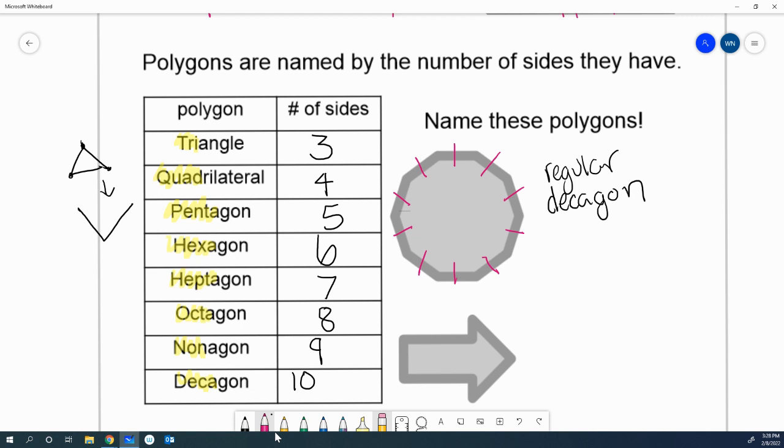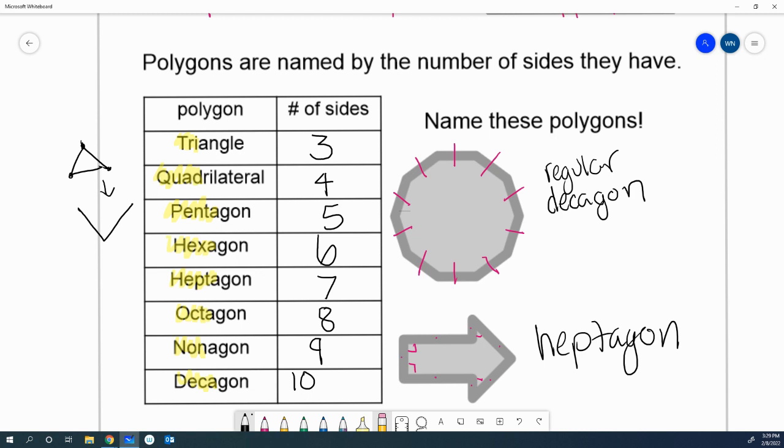Let's move on to the next one. It looks like an arrow. So I'm going to count my sides, but they're not equal, so I'm not going to put my little tick marks. 1, 2, 3, 4, 5, 6, 7. 7 sides, but they all sure don't look equal. And I know the angles aren't equal because these are right angles and these are not right angles. So the sides and angles aren't equal, but it has 7 sides. What would you call it? I hope you said a heptagon.